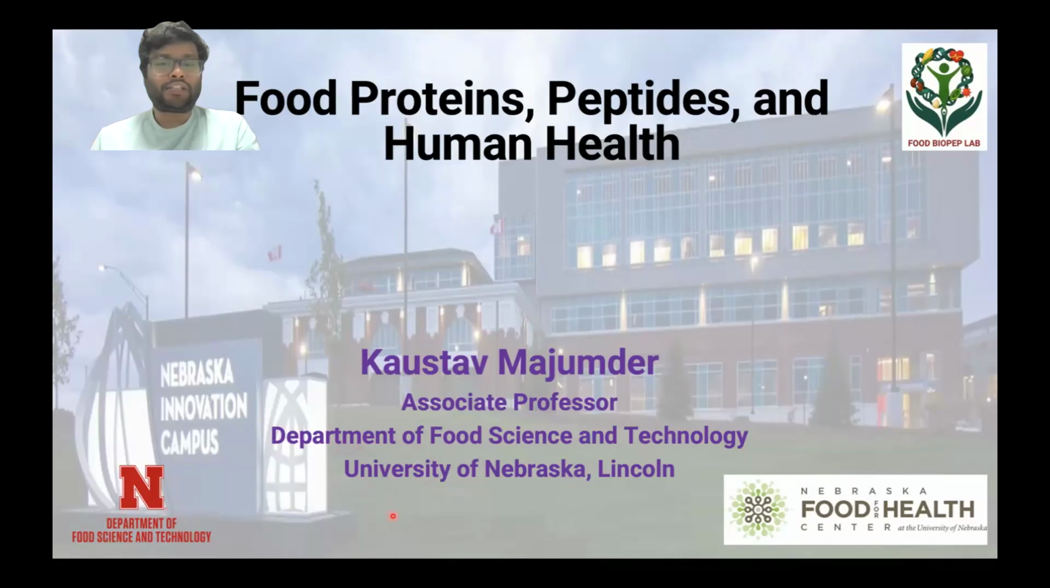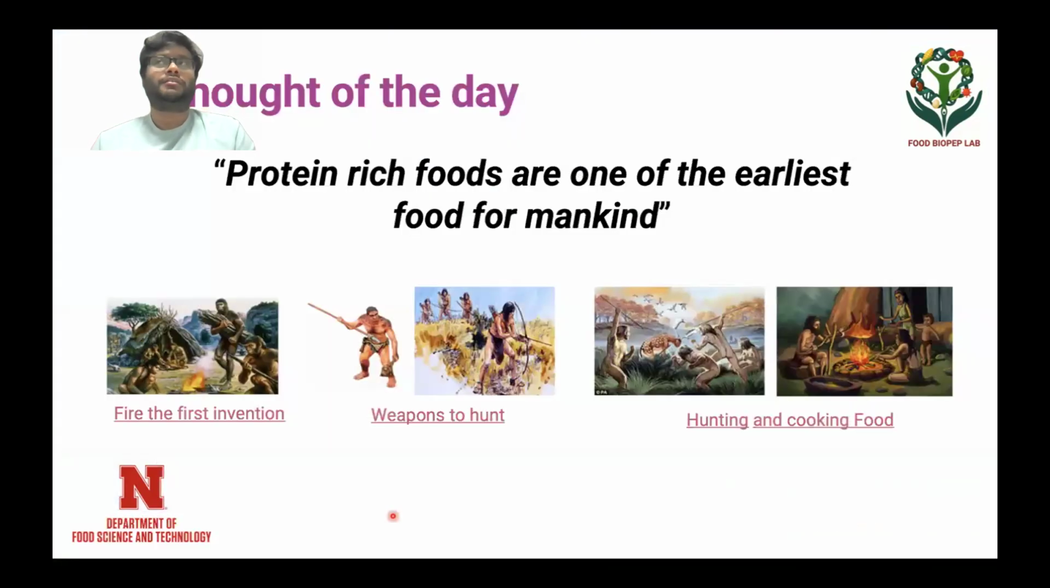So when we start talking about proteins, we first need to think about this: protein-rich foods are one of the earliest foods for mankind. We invented fire, we invented weapons, learned how to hunt, and then we started hunting and cooking the food with the fire. Potentially, protein-rich foods are one of the earliest foods that we cooked and ate.